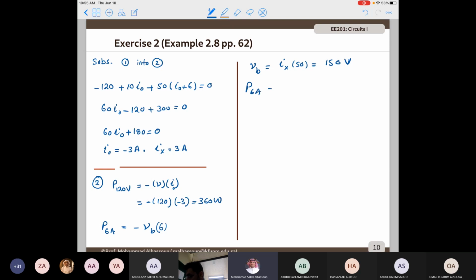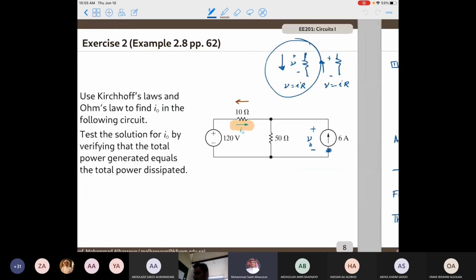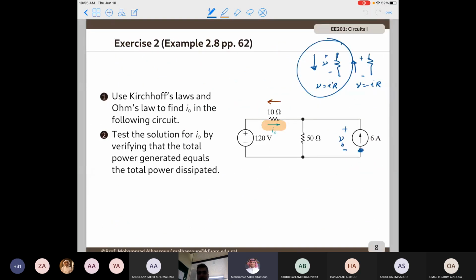So the power will be what? Will be minus 150 multiplied by 6. And in this case, the value is minus 900 watts. So you can see that this source is actually the one that's generating energy. Since here we have two sources, a 6 ampere source and a 120 volt source, not all of them are delivering power. The 6 ampere source is delivering power, and the 120 volt source is absorbing power.